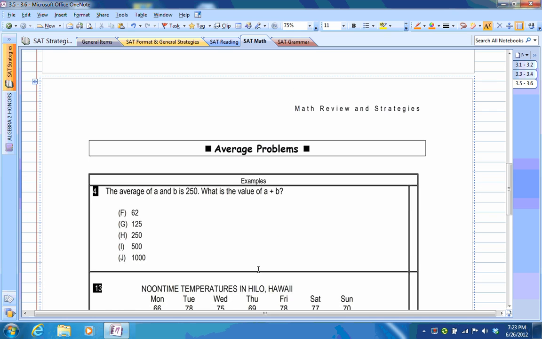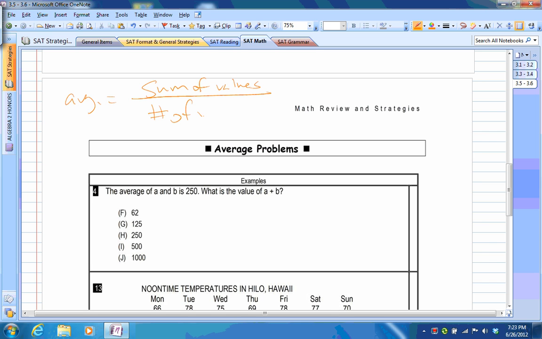Now remember, the average of anything is the sum of values, meaning when you add up all the numbers that are out there, divided by the number of values. So for example, if you want to find an average test score for a class, you would add up all the test scores and then divide by the number of students.